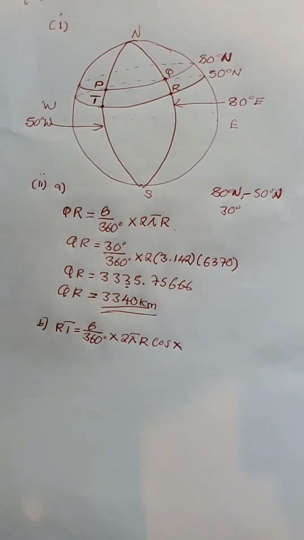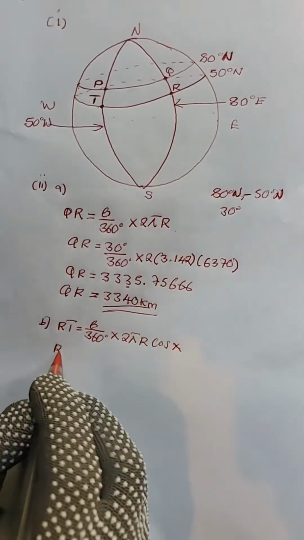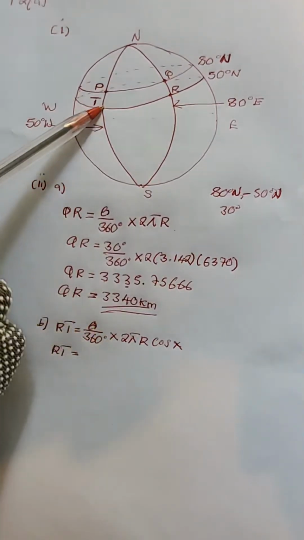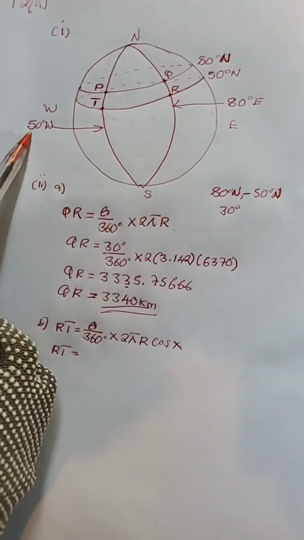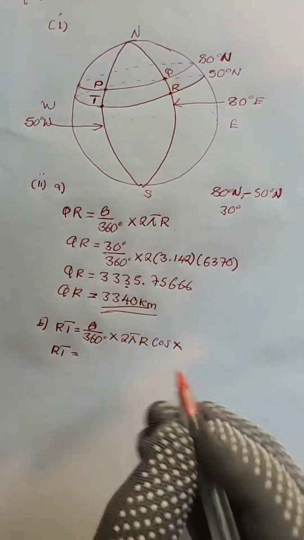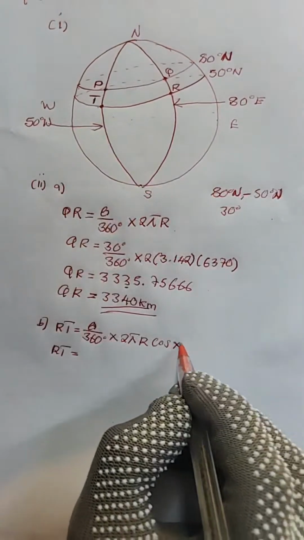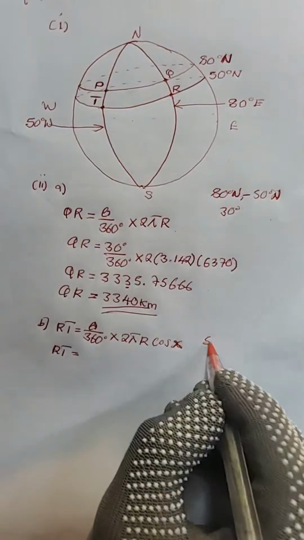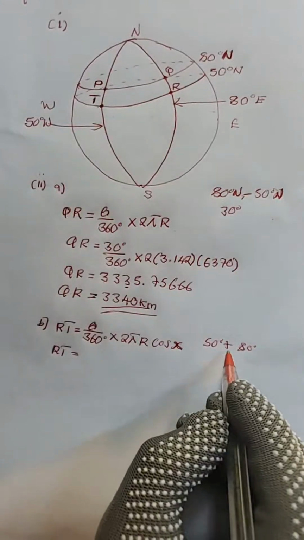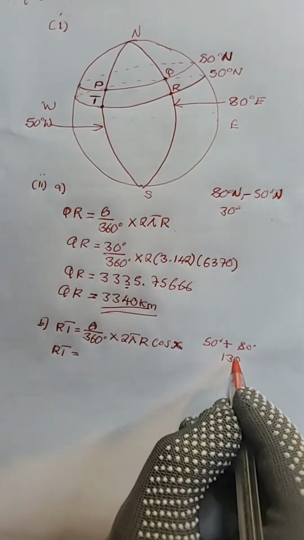All right, so RT is equals to, what is the theta? This is the theta. The theta is the difference in longitude between point T and R. T is on 50 degrees west longitude. R is on 80 degrees east. So we're going to add the two since they are located on different hemispheres. So we're going to say 50 degrees plus 80 degrees, and the answer is 130 degrees.